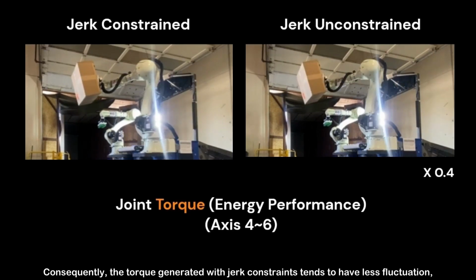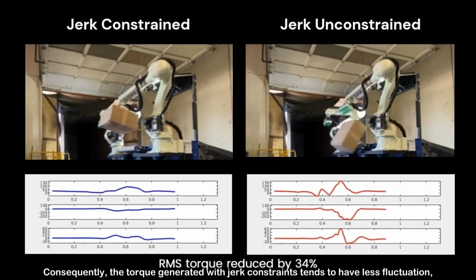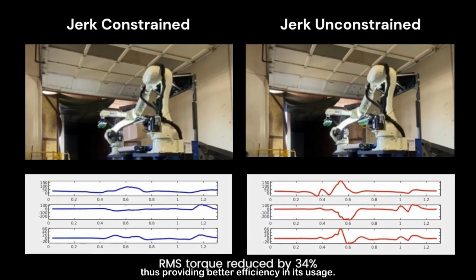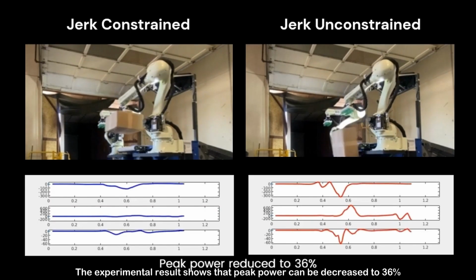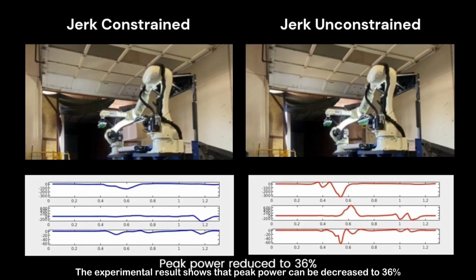Consequently, the torque generated with jerk constraints tends to have less fluctuation, thus providing better efficiency in its usage. Finally, constraining jerk can also significantly reduce power usage. The experimental result shows that peak power can be decreased to 36% when jerk limits are applied.